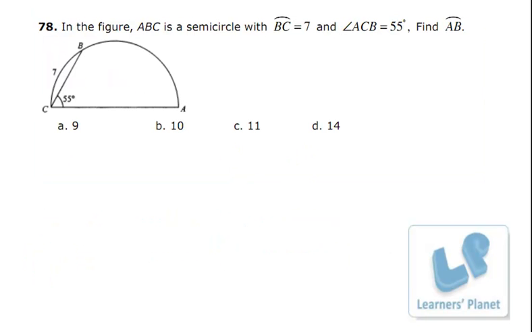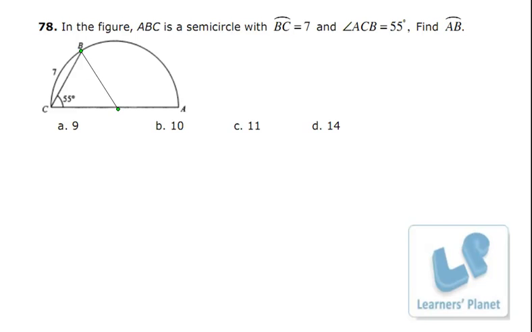In the figure, ABC is a semicircle with arc BC equal to 7, and angle ACB is 55 degrees. Find arc AB. That means we have to find out this length. To be able to find out this length, we have to find out an angle. First of all, what I do is I just complete the diagram. I suppose this is the center of the circle. So see, if we know this angle, it will be easy for us to find the length of this arc.